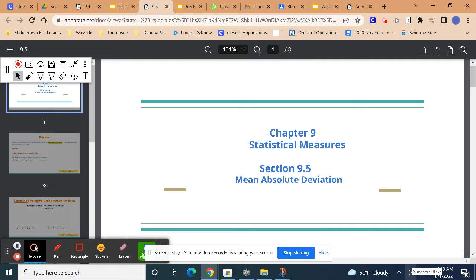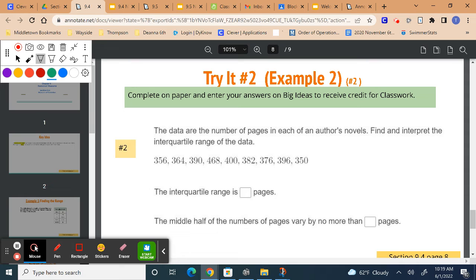Hi everyone, so we are going to be learning your last section of chapter 9. It's going to be mean absolute deviation.